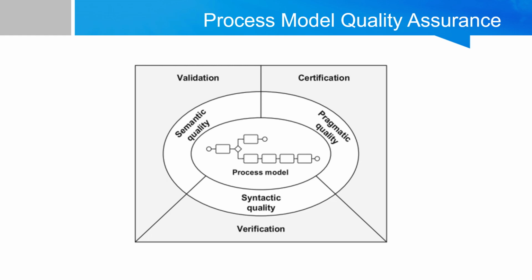In semantic quality, we focus on the overall meaning of the model. After the model is validated, conclusions can be drawn. In syntactic quality, we are concerned with structure and behavior. The structure deals with the connections between various model pieces, while the behavior is concerned with how a process model can be instantiated. In pragmatic quality, we are concerned with how the user is using a process model.